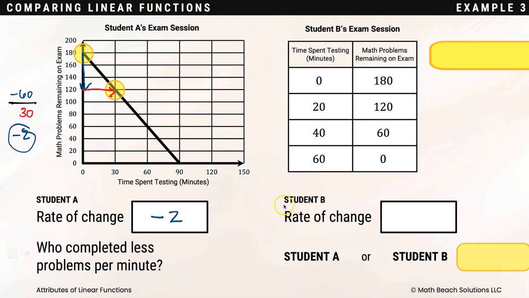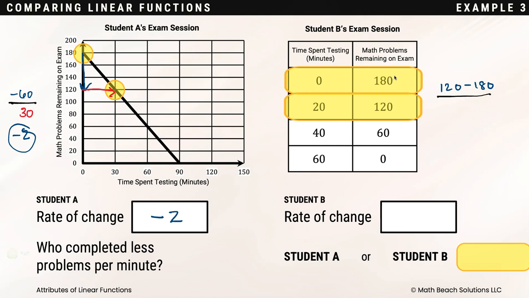The rate of change for student B's exam session, I am going to find using the slope formula. So I'm going to do y2 minus y1, or 120 minus 180, over x2 minus x1, or 20 minus 0. This simplifies to negative 60 over 20, or negative 3. So the rate of change for student B's testing session is negative 3.